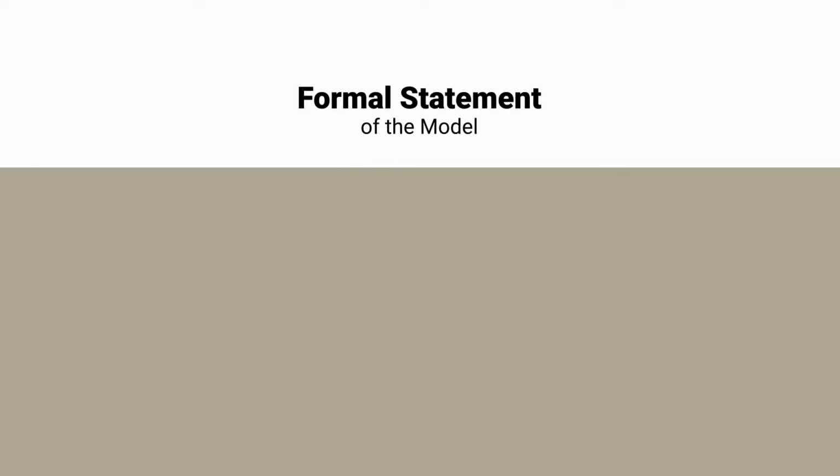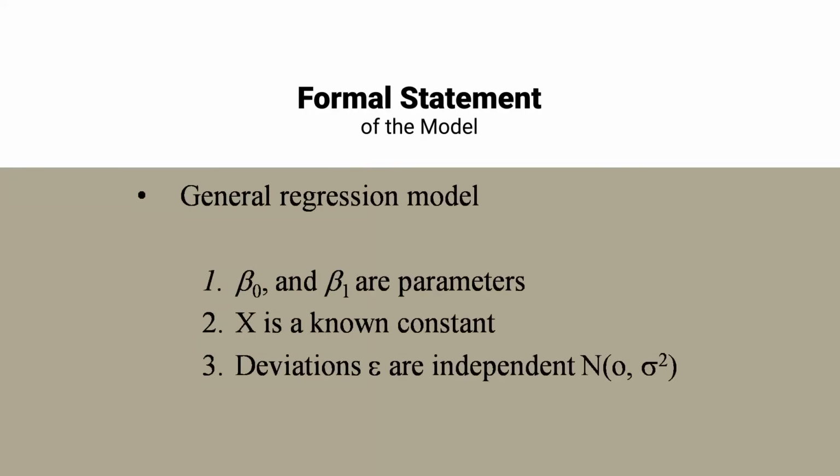So the formal statement of the model: the general regression model is y equals beta 0 plus beta 1 x plus e, where beta 0 and beta 1 are parameters, x is a known constant, and the deviations e are independent, which can also be considered as a standard error. We have an exclusive session on standard error which talks about that.